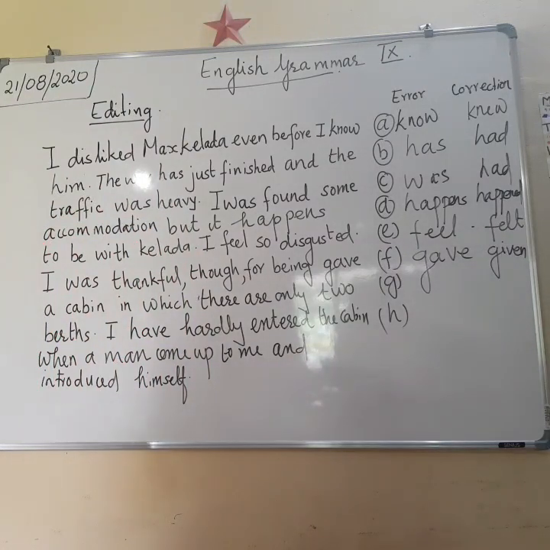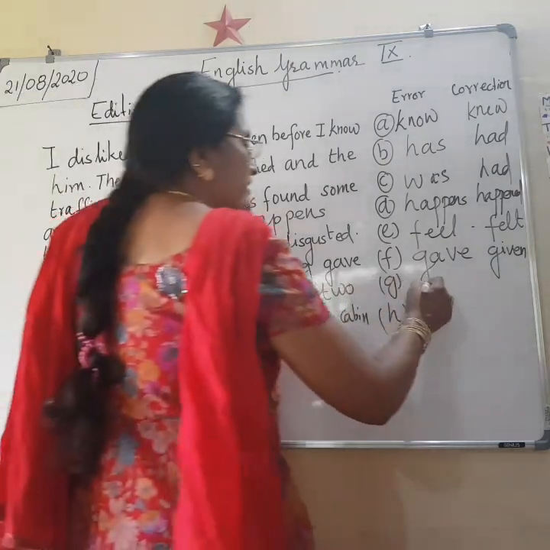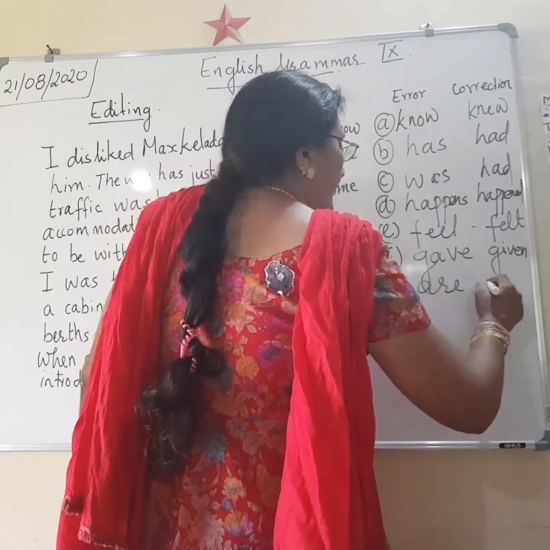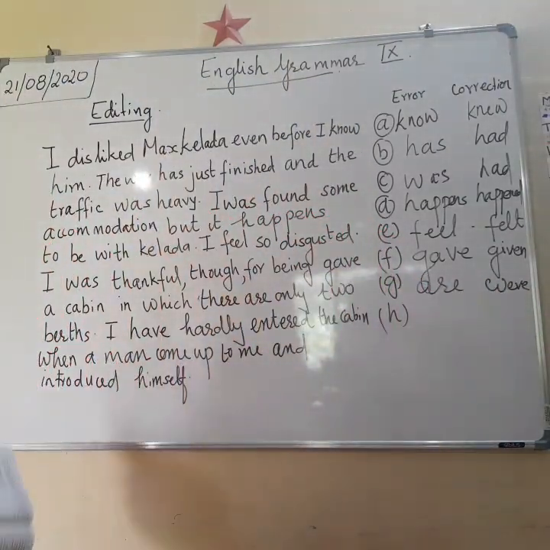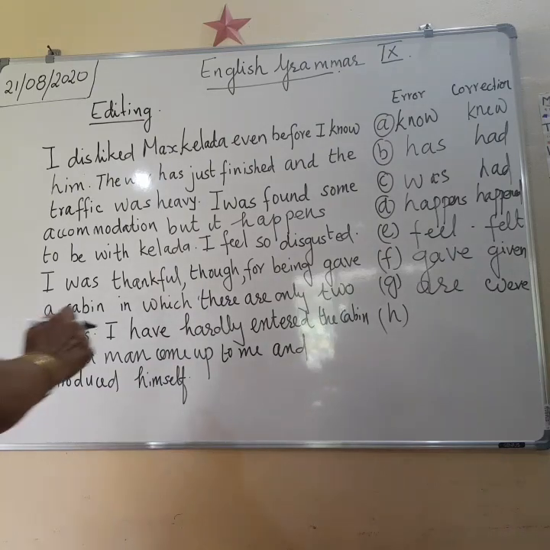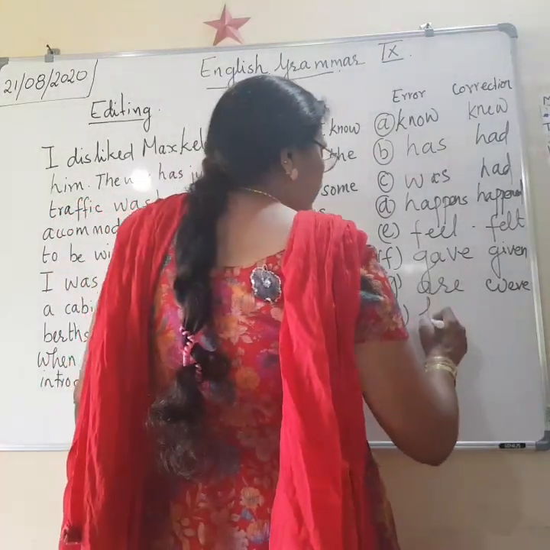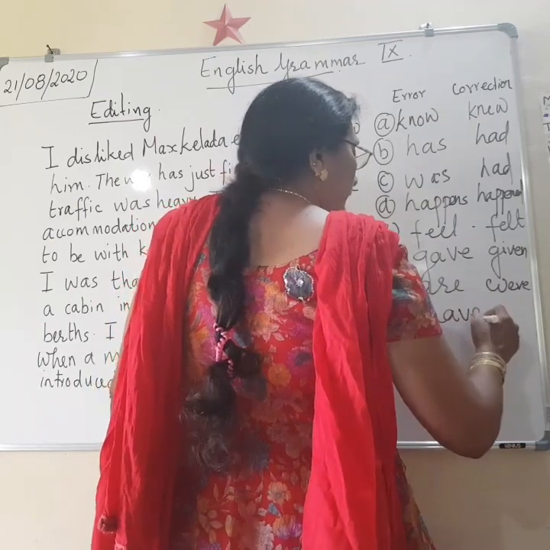Next one, given a cabin in which there are only two. There are is incorrect. Which is the correct word? Where. Where there are only two berths. Next, I have hardly entered. Is it I have hardly entered or not? The incorrect word is have. Which is the correct word? Had.